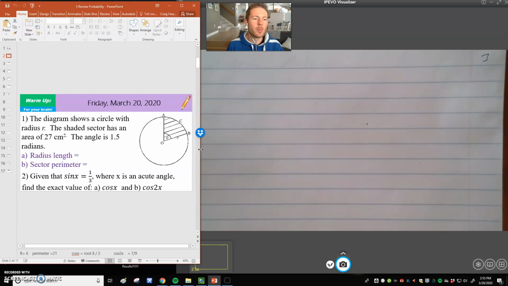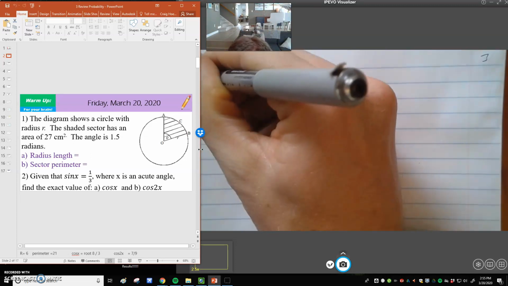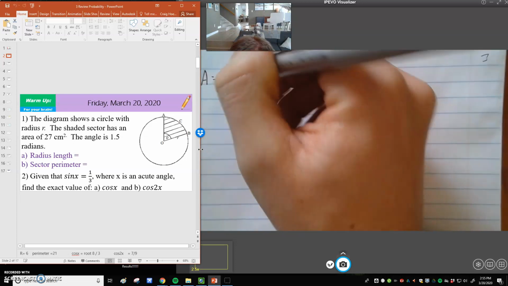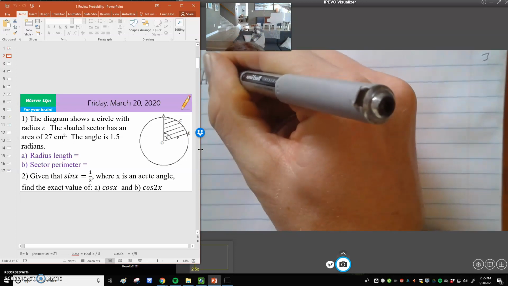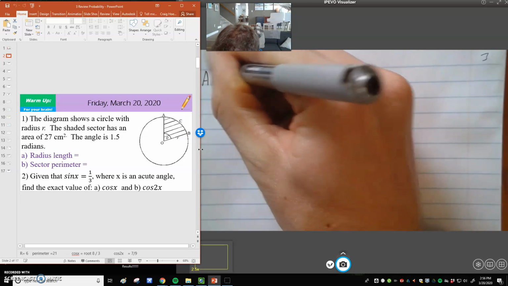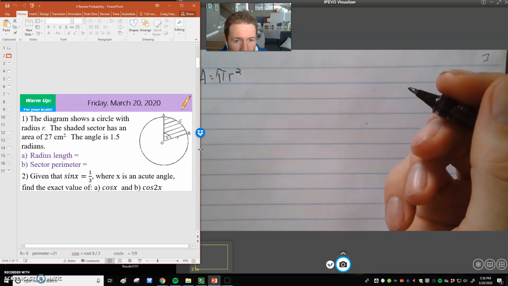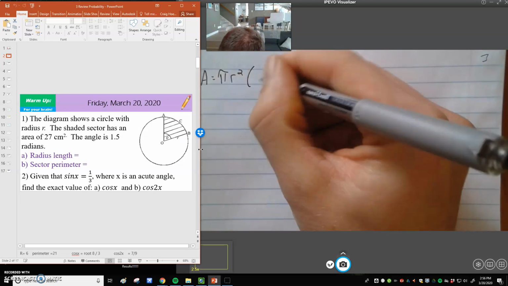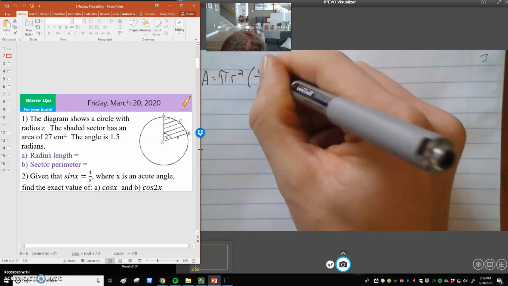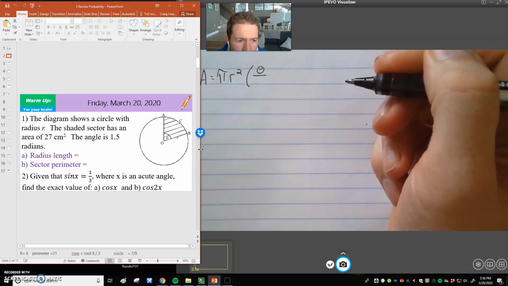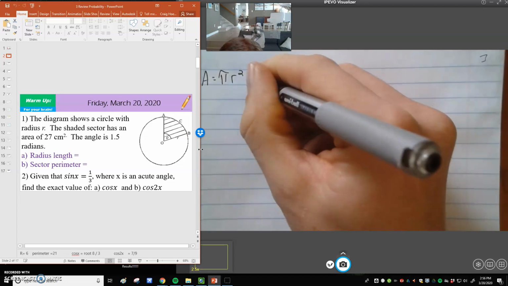All right, to begin, the radius length. So here we have a circle. We're given the area, and we have the angle in radians. To start off, I'm going to remind myself, what is the area of a sector equation? Well, I often forget, so I just start off with the area of a circle equation. Area equals pi r squared. Now I don't have a full circle, I only have a portion of the circle. So I multiply this by the portion of the circle that's here. So it's theta over a whole circle, which is 2 pi.